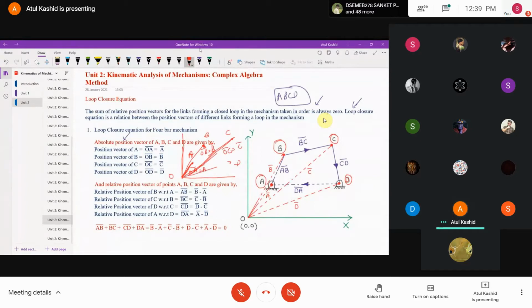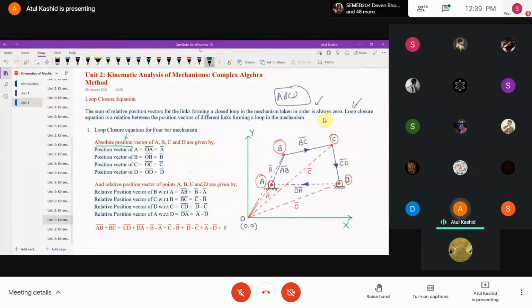And for D, I can join from the origin, and it is OD bar, or it is equal to D bar, right? So for different points in this coordinate system, we can draw the position vector. Similarly, this is called the absolute position. It is taken with respect to the origin, right? So it is called the absolute vector.